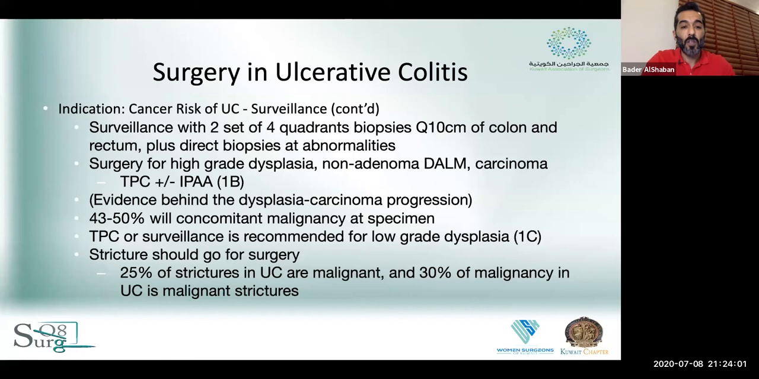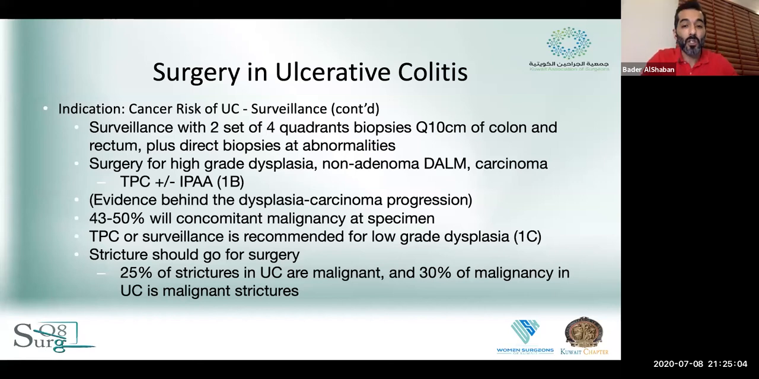Surgery is indicated for any patient that shows high-grade dysplasia or a non-adenoma lesion, or does show carcinoma, because there is evidence behind the dysplasia-carcinoma progression. Also, once you get into high-grade dysplasia or a non-adenoma lesion, there's up to a 50% chance of having a concomitant malignancy in the specimen after resection. Total proctocolectomy is recommended in addition to surveillance for any patient that shows low-grade dysplasia, although in all honesty, I do mention to the patient that whenever they develop low-grade dysplasia, even though surveillance might be an option, there are eventual stories that low-grade dysplasia will turn into high-grade dysplasia and be indicated for operation.